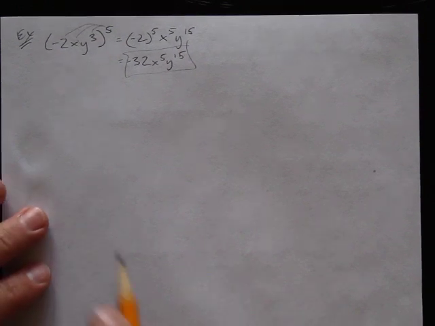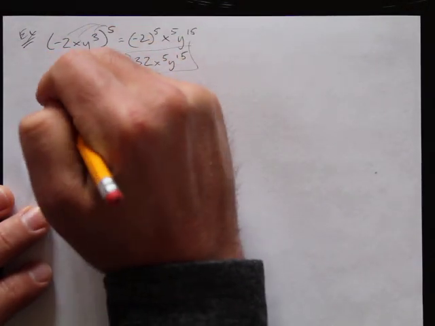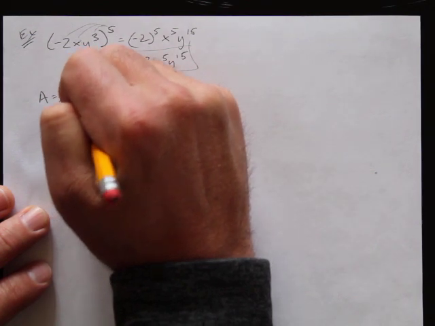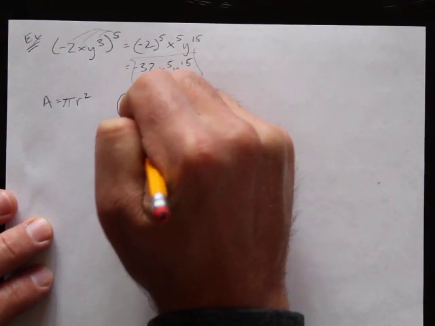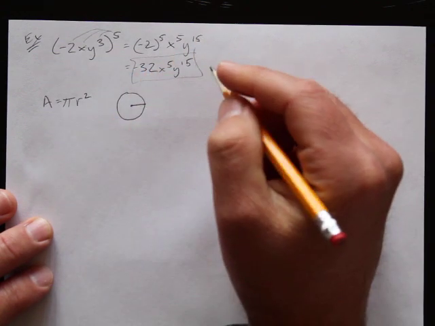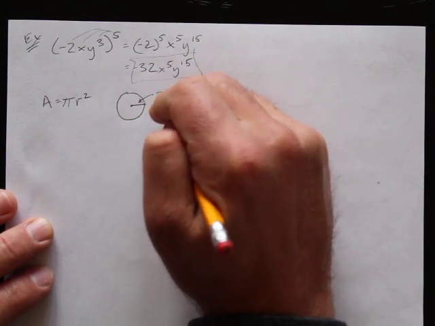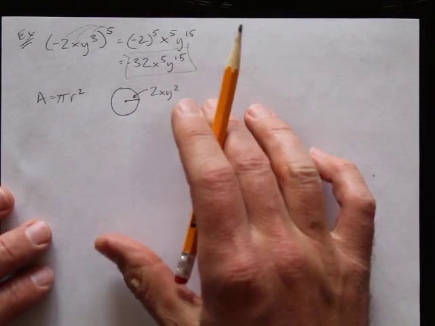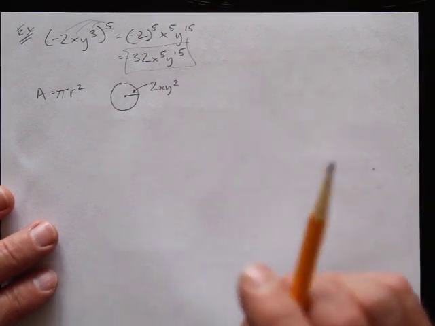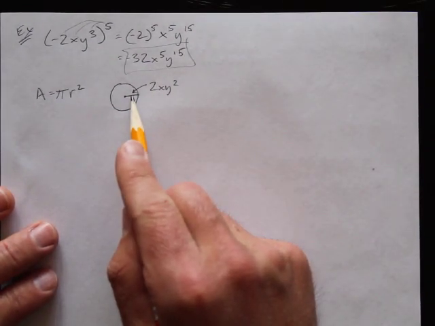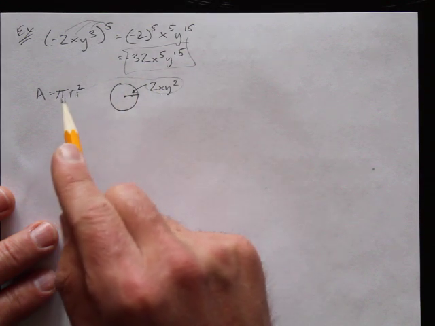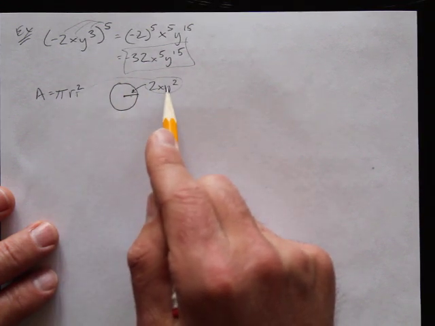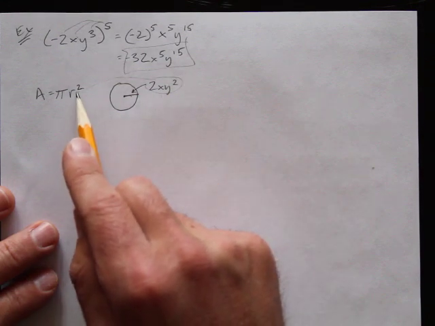Okay, let's do another one. I've got 3 more examples. Here's one that has to do with area. Area of a circle is pi times r squared. So if I have a circle and my radius is 2xy squared, then I say, oh, there's too many variables here. I'm going to skip this one and wait till Mr. V goes over it later. No, that's not what you do. You take this radius and you plug it in for r and you find the area. And you just leave it in terms of the variables. That's okay. Just plug it in for r.